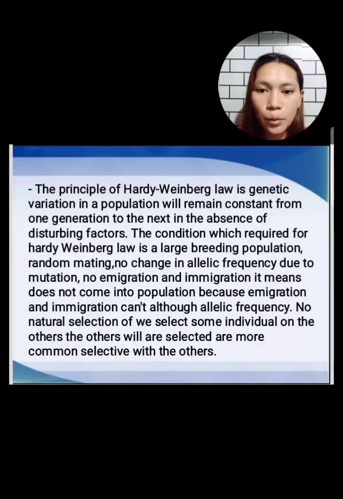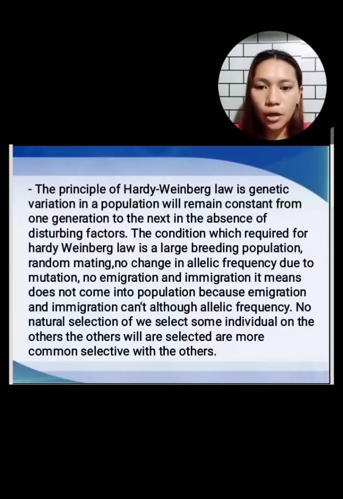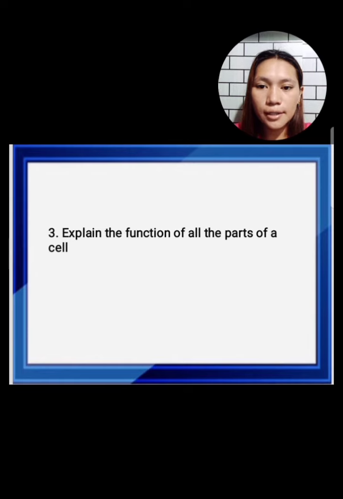The conditions which are required for Hardy-Weinberg law are a large breeding population, random mating, no change in allelic frequency due to mutation. No immigration and emigration, it means no one comes into the population, because immigration and emigration can alter allelic frequency. No natural selection, or else if we select some individuals, the ones selected are more common than the others. Third question is, explain the function of all the parts of cell.